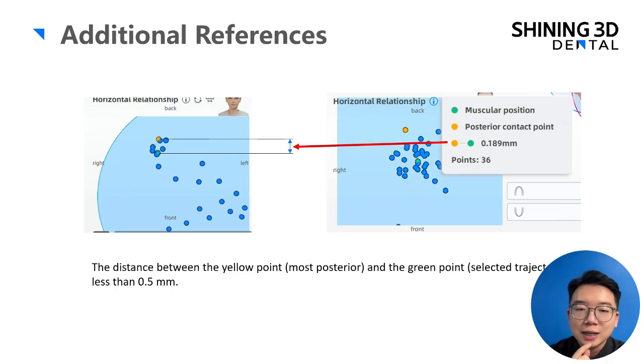So we are using that as a reference point, and the green point we selected, this is the selected trajectory, will be less than 0.5 millimeter. So it can be a reference for us to select or adjust the green point, the most repeatable trajectory for the patient.